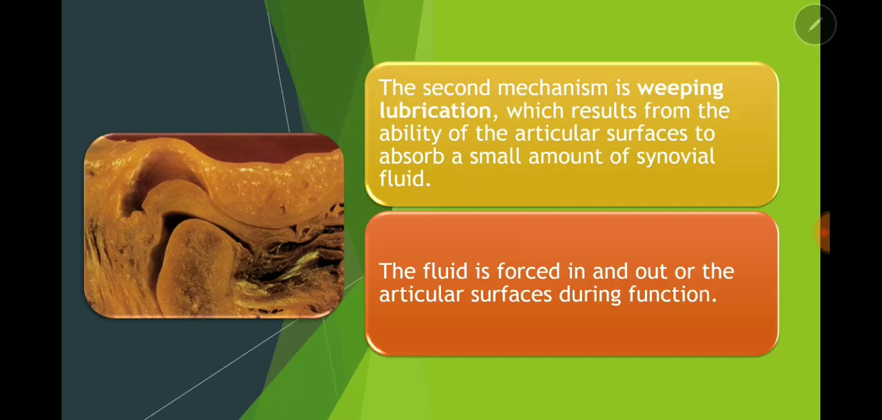All right, and the second mechanism by which the synovial fluid lubricates the TMJ is weeping lubrication. Weeping lubrication results from the ability of the articular surface to absorb a small amount of synovial fluid, and then the fluid is forced in and out of the articular surface during function.